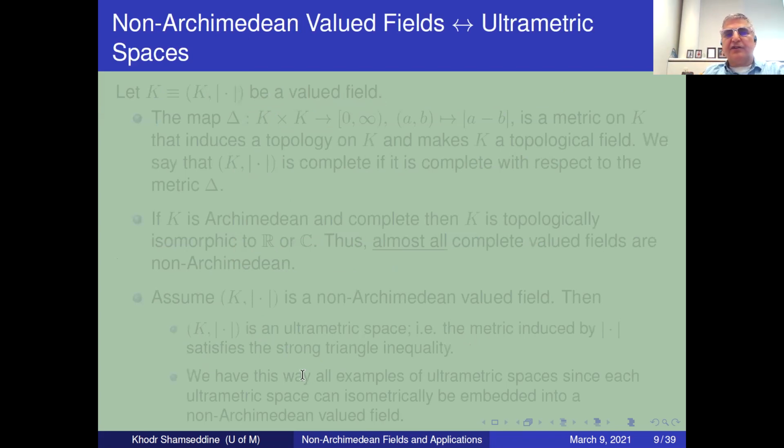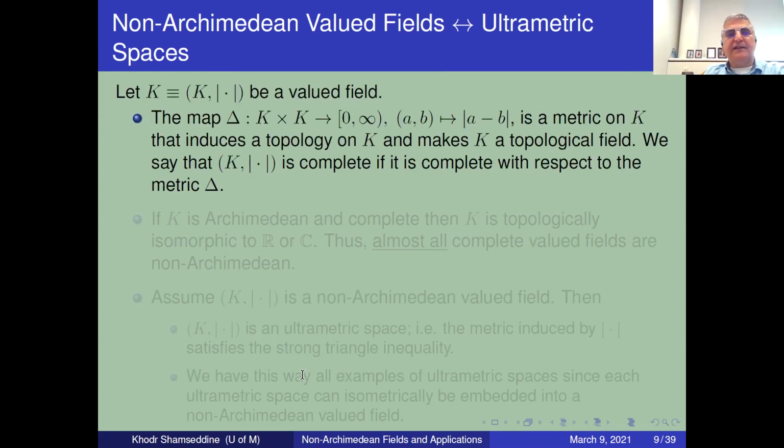And here is the correspondence between these two. Whenever we have a valued field, we can use the valuation to define a metric as follows. We define delta of a, b to be the valuation of a minus b. And we can show that this is a metric, and it induces a topology on K and makes it into a topological field. And then we say that the field is complete if it's complete with respect to this metric that comes from the valuation.